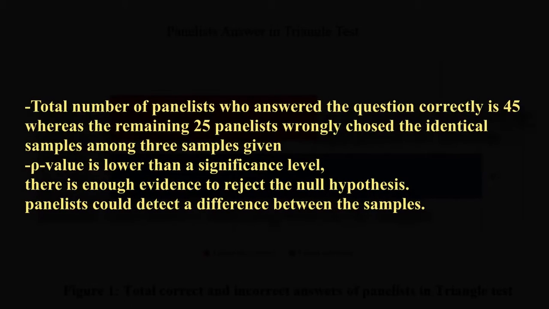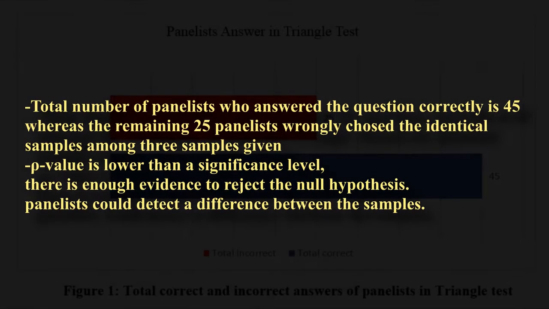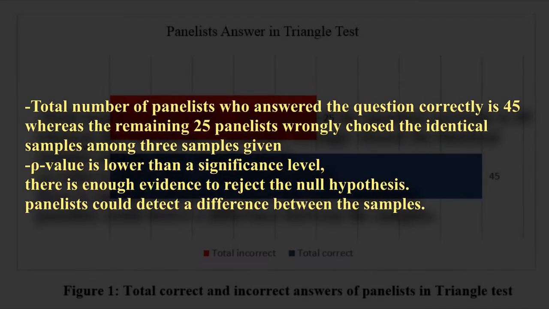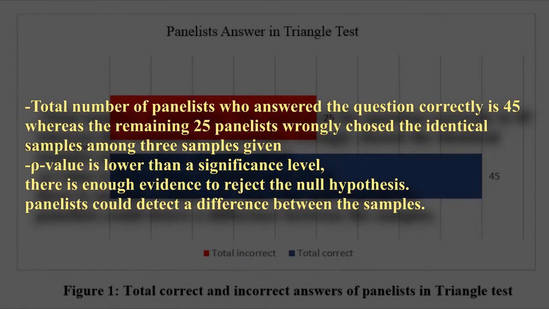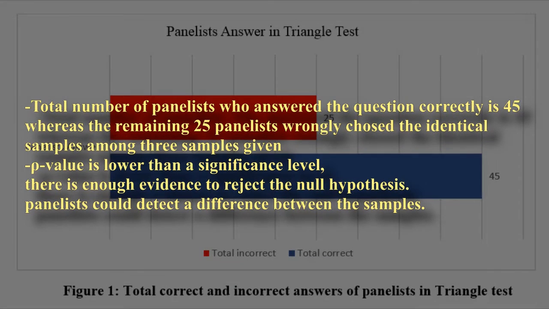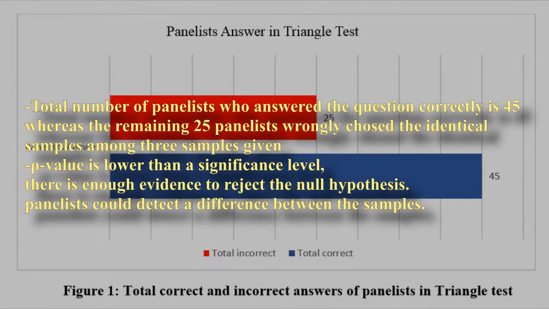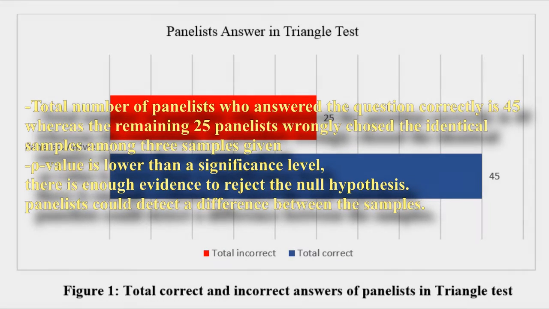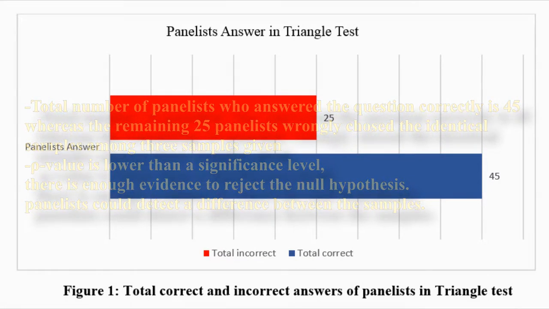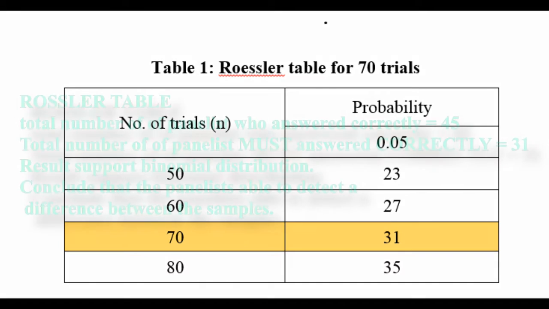The total number of panelists who answered the question correctly is 45, whereas the remaining 25 panelists wrongly chose the identical samples among the 3 samples given. Based on the result, the p-value is lower than the significance level, so there is enough evidence to reject the null hypothesis. This shows that the panelists could detect a difference between the samples.